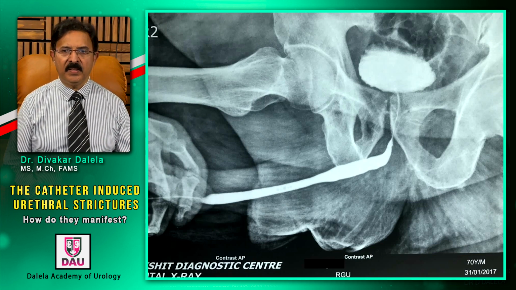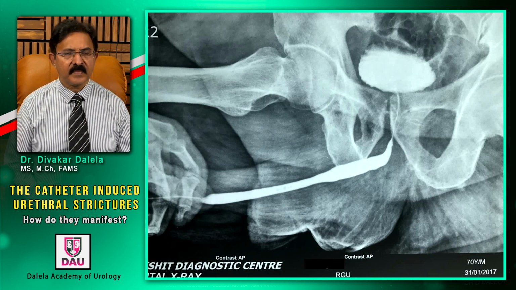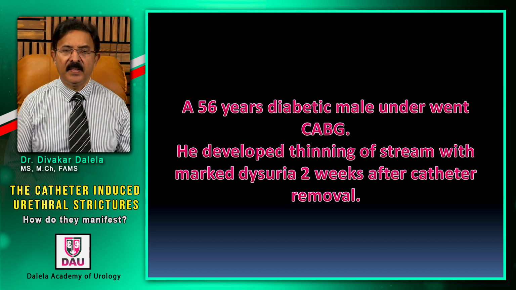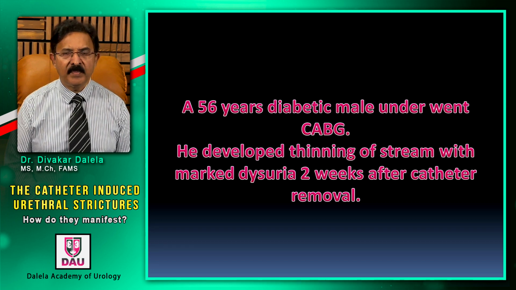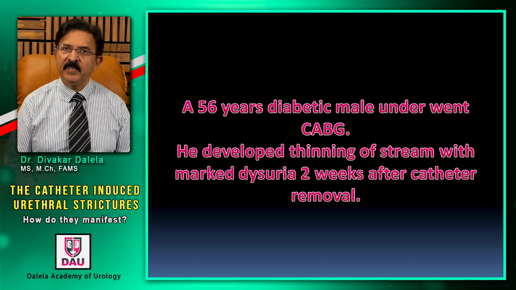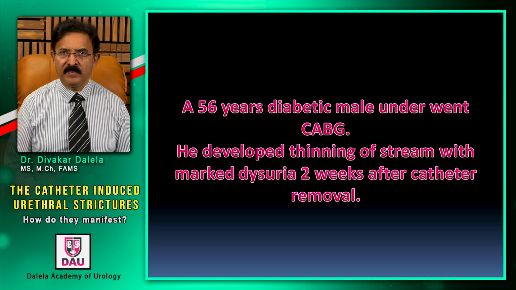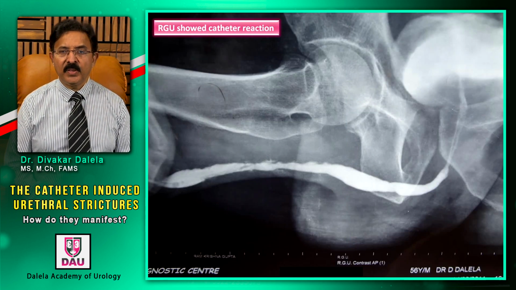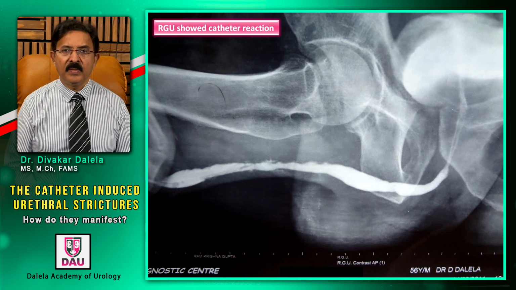And this is a picture after some time. He became all right. The other patient, a 56-year-old diabetic male, underwent coronary artery bypass surgery and developed marked thinning of stream 2 weeks after catheter removal. When a urethrogram was done in this patient, it showed a pendulous urethral stricture.